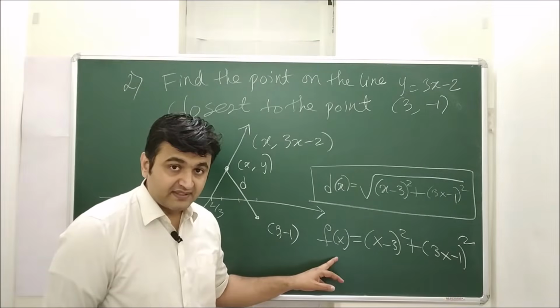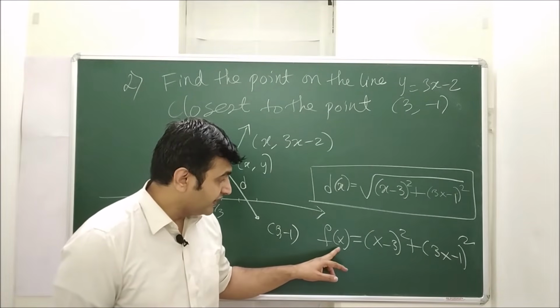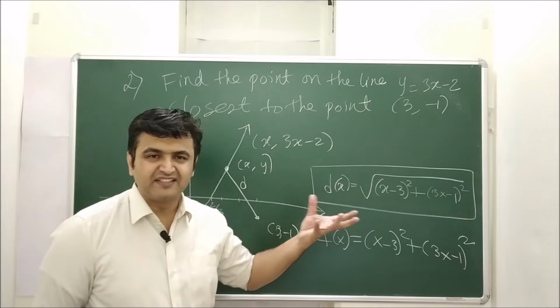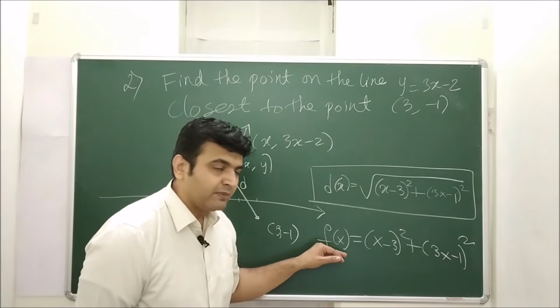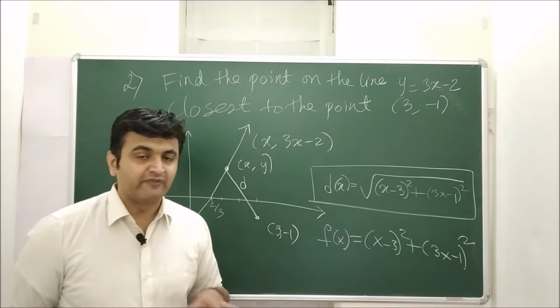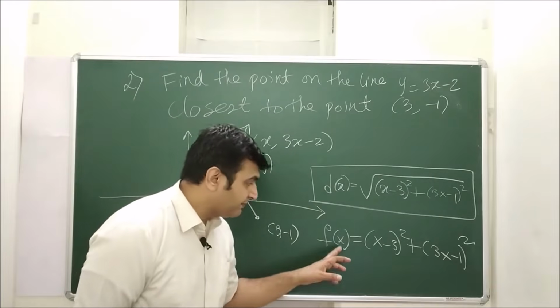And now I will play with this and I will see at which point I am getting the distance. Okay, so square root is an increasing function. So whatever the minimum value this will take, at that point d will also take the minimum value. Okay, so let me play with this function.